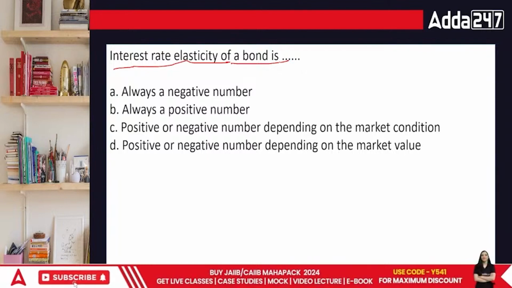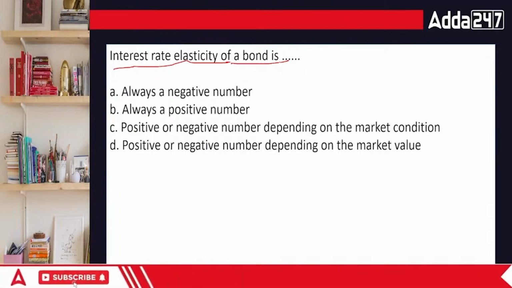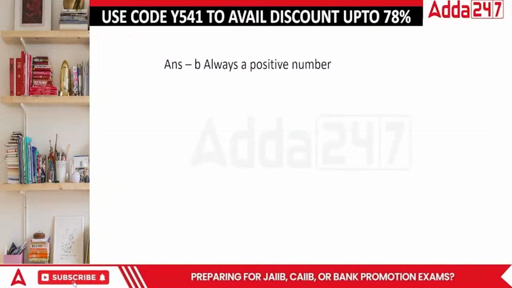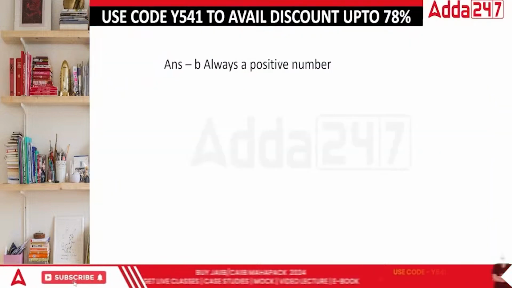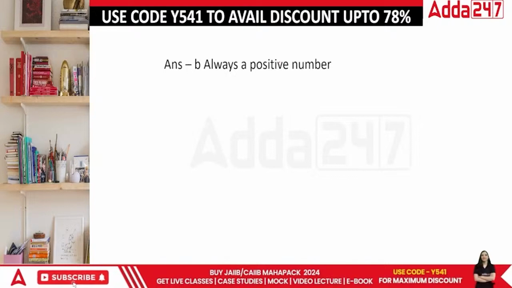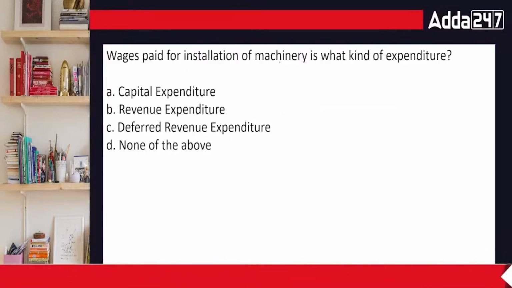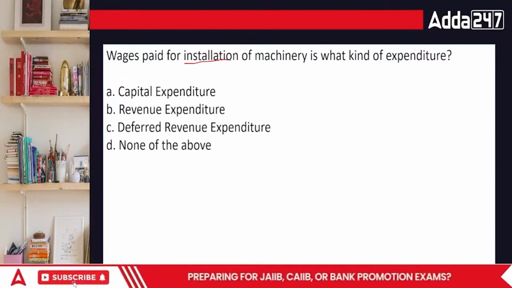What's going to be the answer? When we look at interest rate elasticity of a bond, when we are trying to find elasticity, it is always a positive number. Done. Next point. Wages paid for installation of machinery is what kind of expenditure?